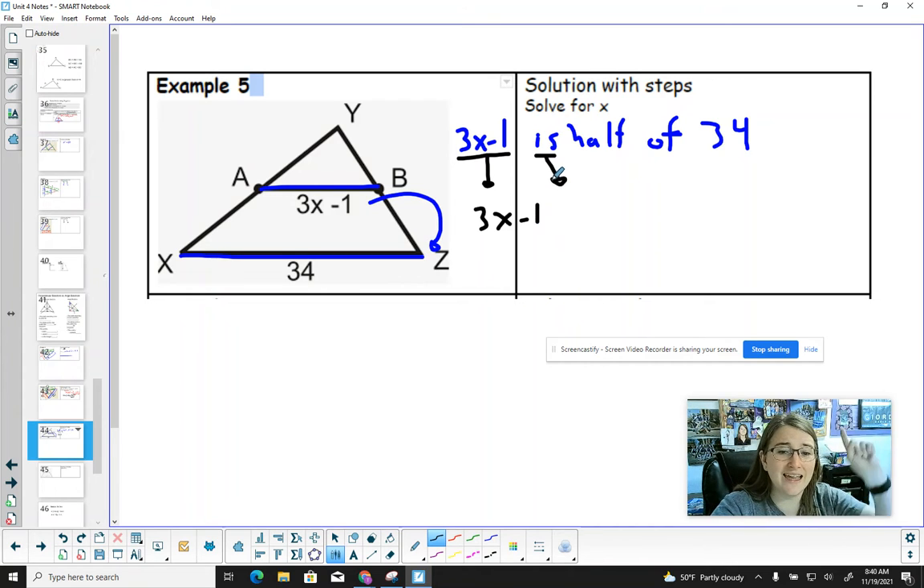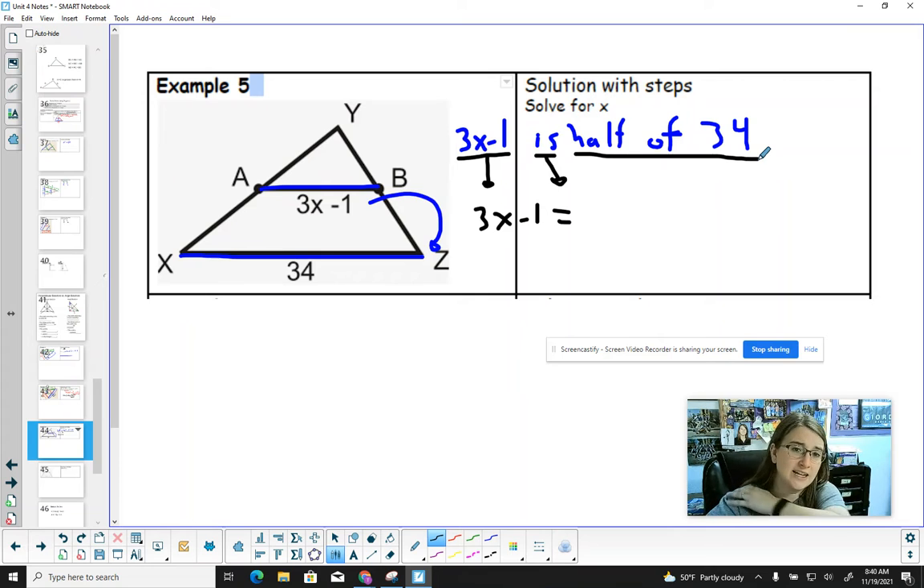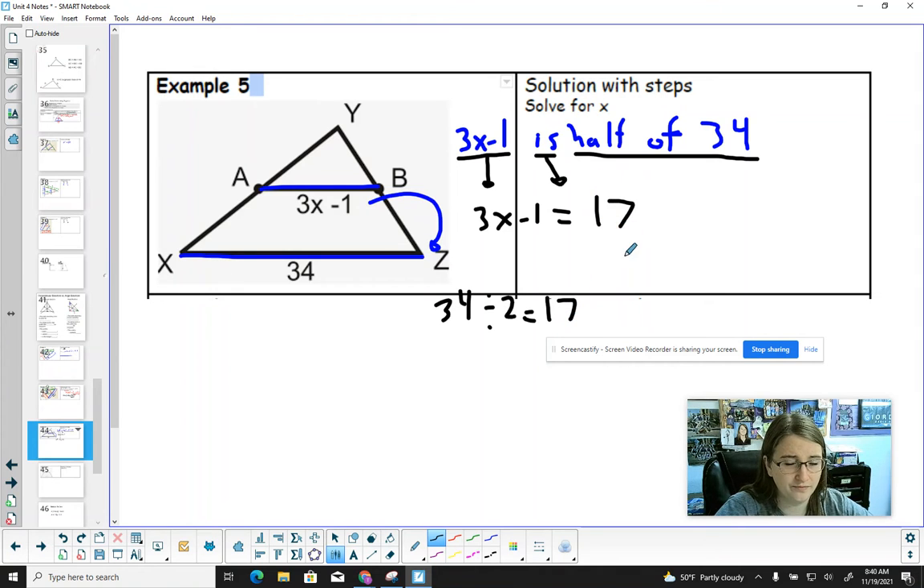When I say something is something else, what I mean is, in math terms, those things are equal, right? If something is something else, those are equal. And then we have half of 34. So take a second to find that. What is half of 34? Well, let's see. 34 divided by 2, right? This is going to be 17? Yeah, that should be right.